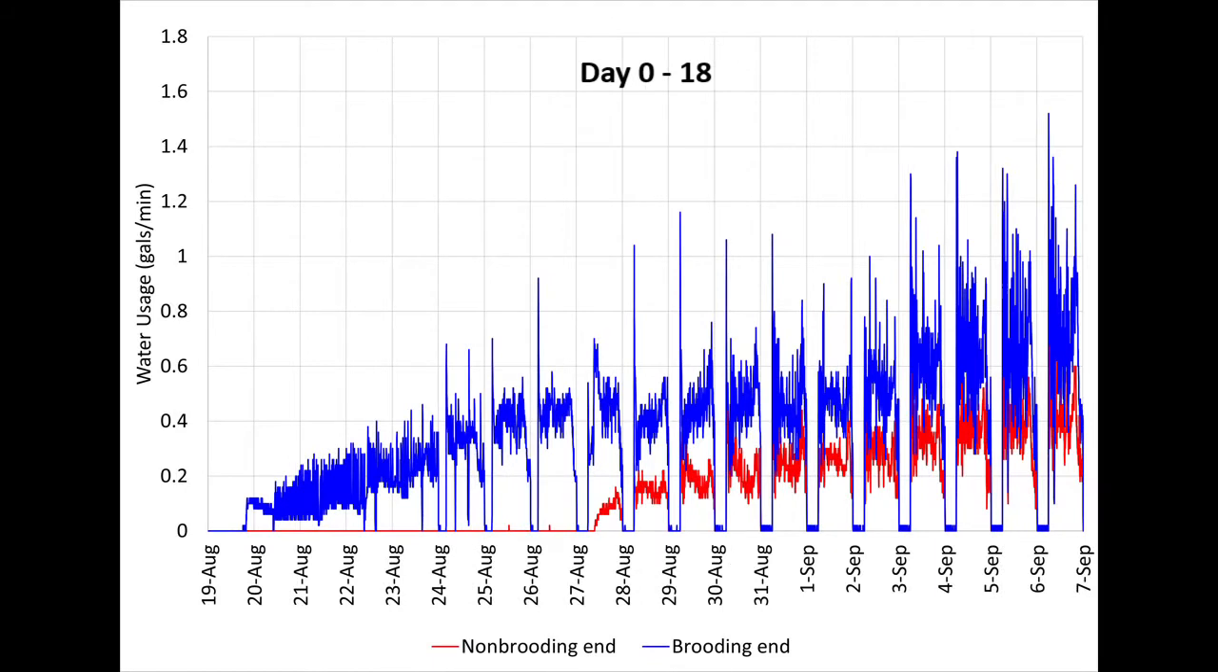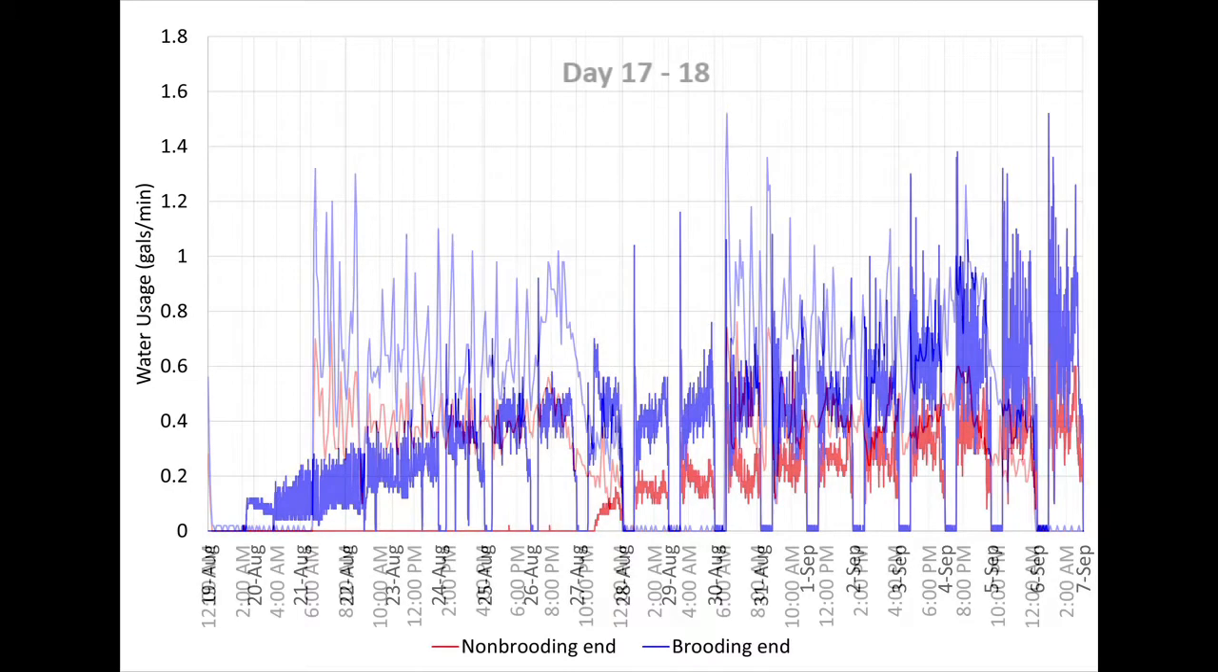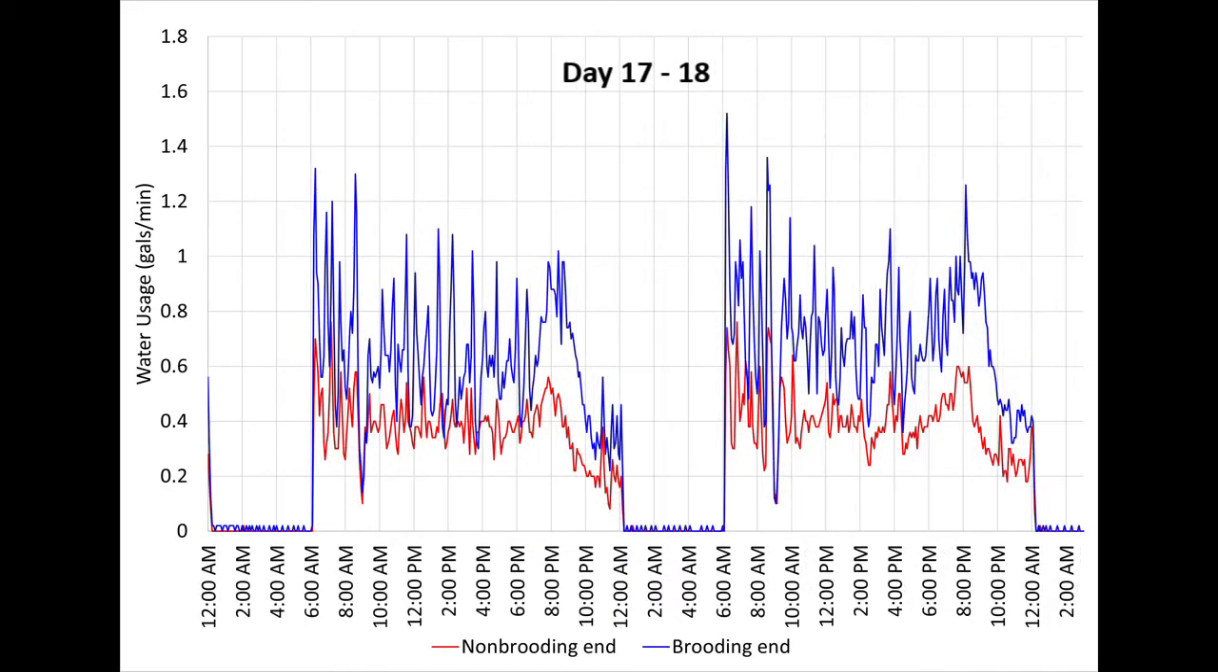You can see that there was a big difference in water consumption starting when we turned out all the way up until day 18. And we can look closely at day 7 and 18 and actually see how much of a difference there is in water consumption. That the birds on the brooding end are drinking about twice that of the birds on the non-brooding end.